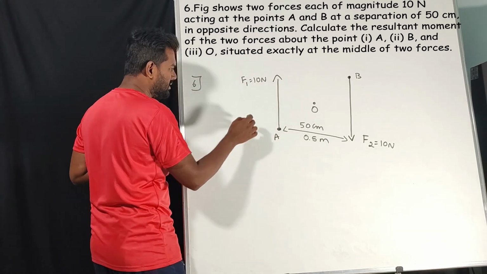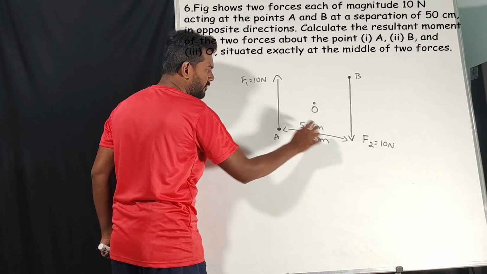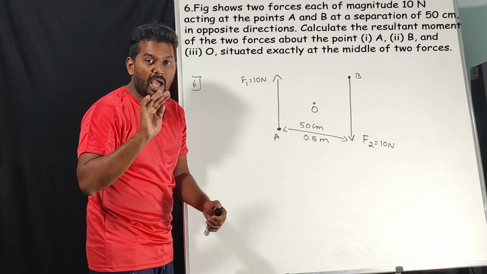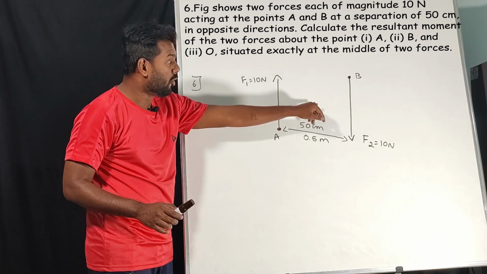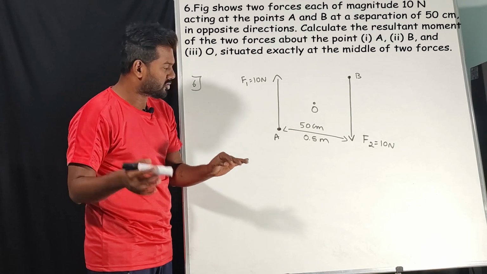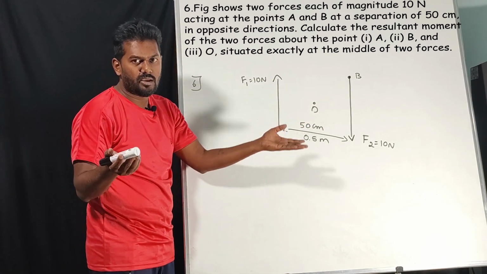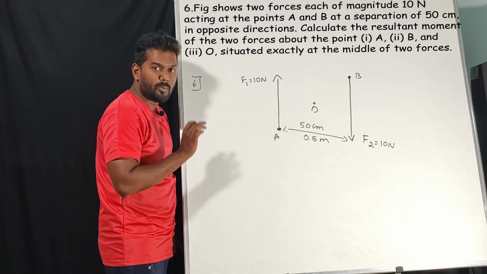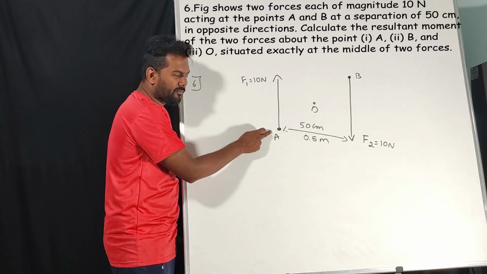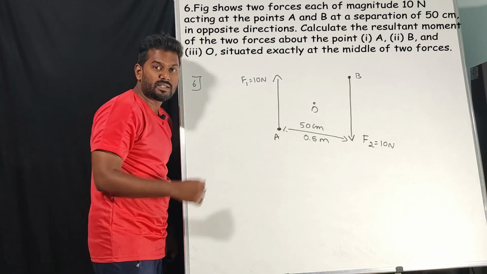Now two forces. Force A, from here to here, what is the distance? 0.5 meter. They are not asking moment of force of A about O. Understand the question, they are not asking moment of force of A about O. You can read the question properly. They are asking resultant moment of force about A, about O, about B. So they are asking at three different points.